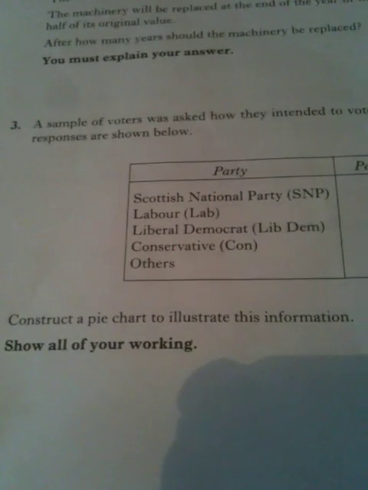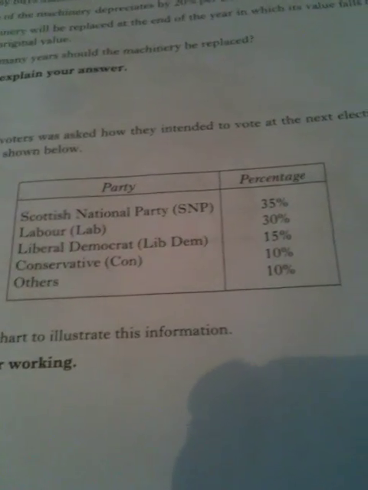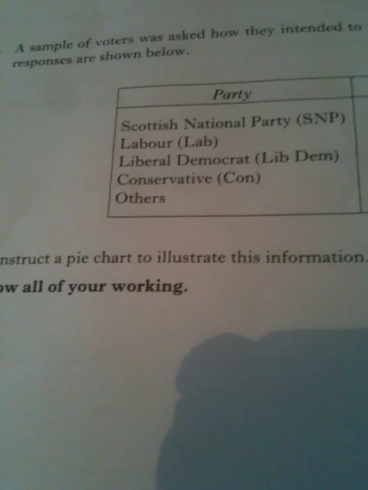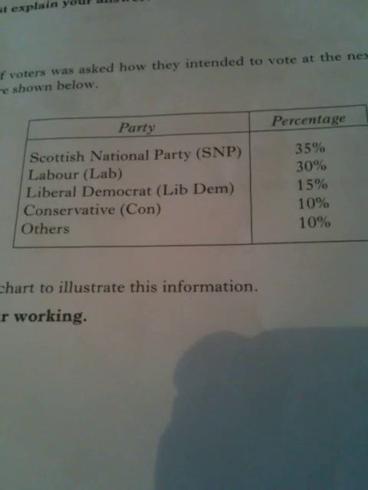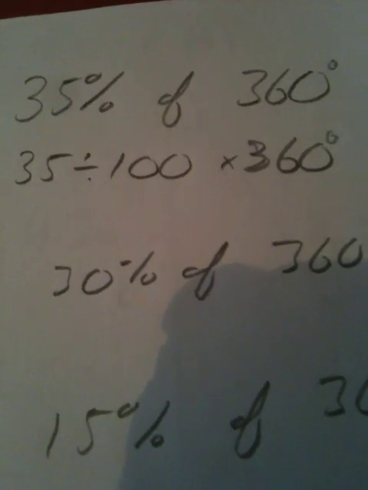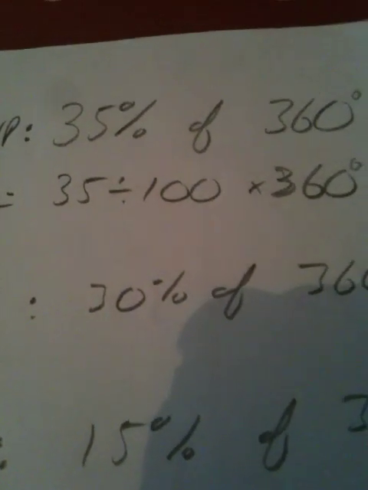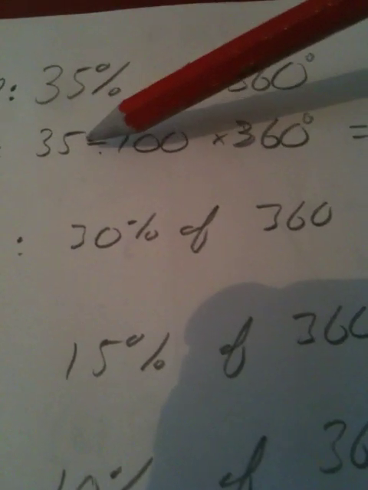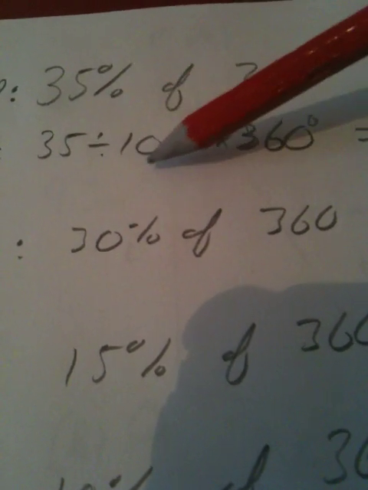Question number 3. A sample of voters were asked how they intended to vote at the next election. So there's the table. Construct a pie chart to illustrate this information. So what do we need to do a pie chart? Well, we know there are 360 degrees in a circle. 35% of those degrees will be taken up by the SNP. So 35%, I've got a calculator, let's use it. 35 divided by 100 times 360. So that'll be 126 degrees for the SNP.